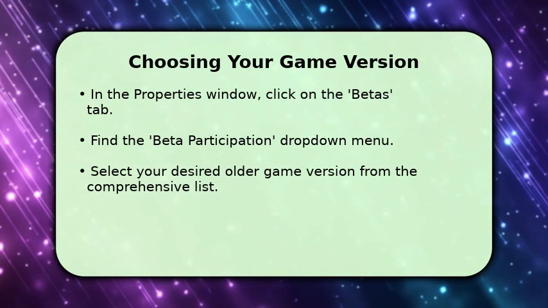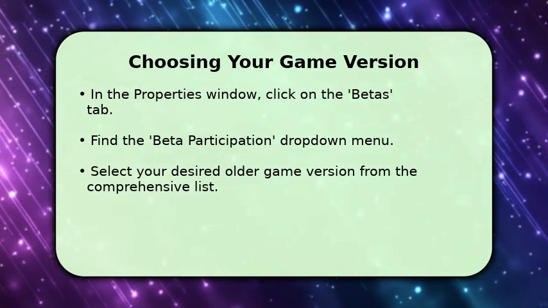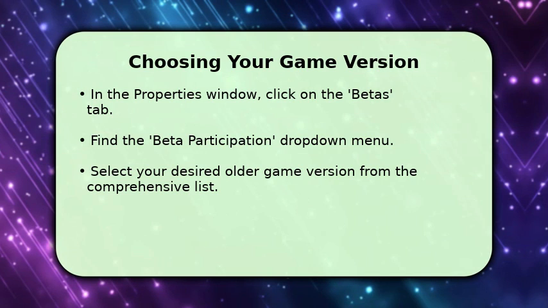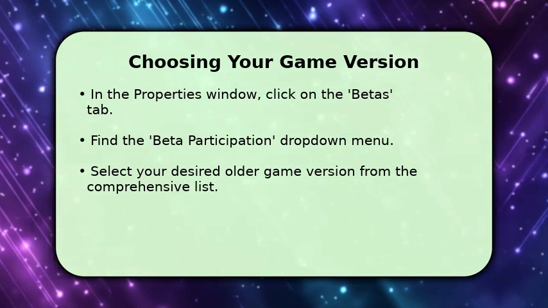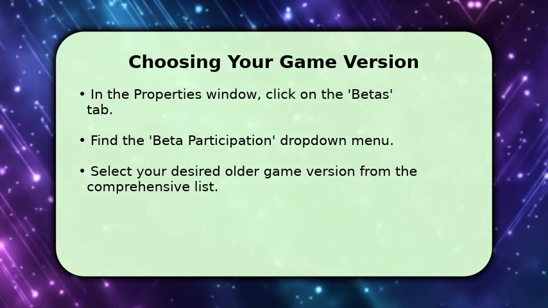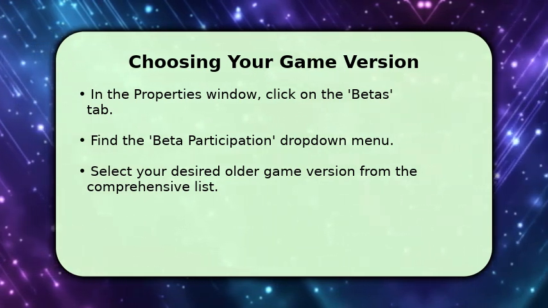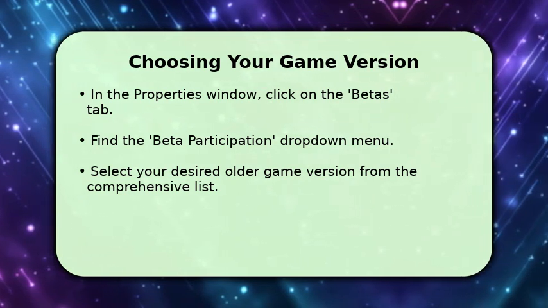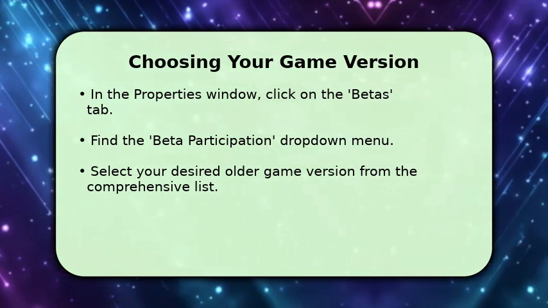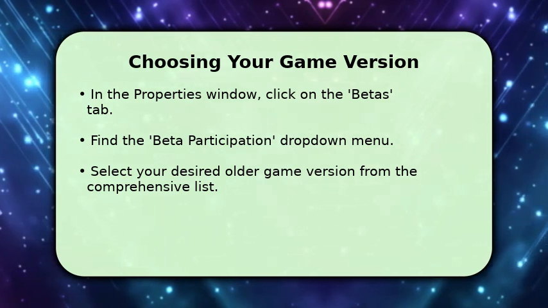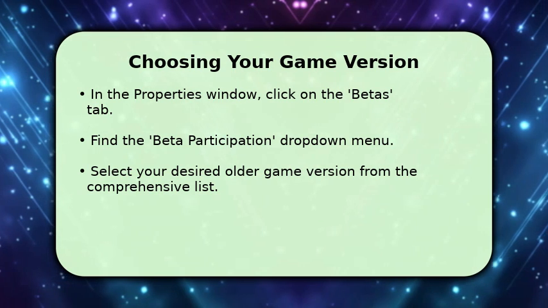Inside the Properties window, look for the Betas tab and click on it. This tab is where Steam manages different game builds. You'll see a drop-down menu labeled Beta Participation. Click this menu to reveal a list of available older versions, often labeled by their alpha numbers. Choose the specific version you wish to play. Steam will then automatically begin downloading the selected game files, which could take a few minutes depending on your internet speed.